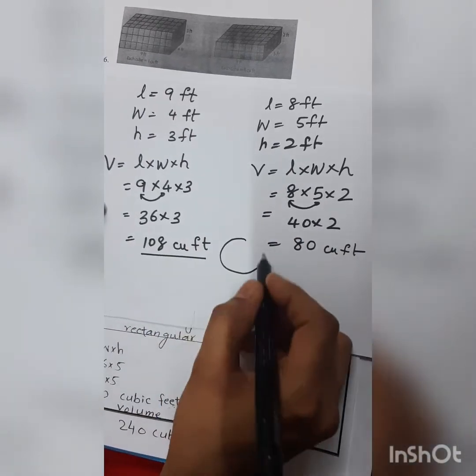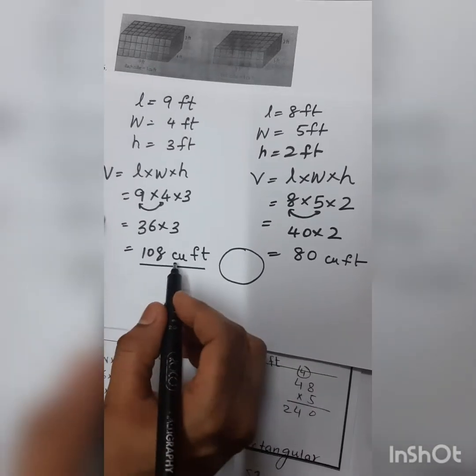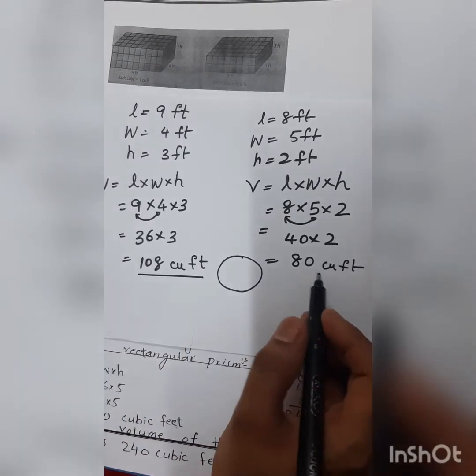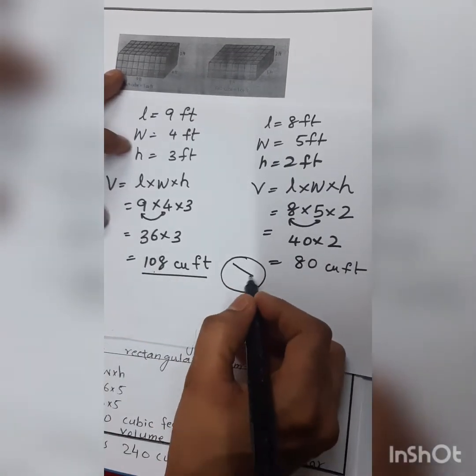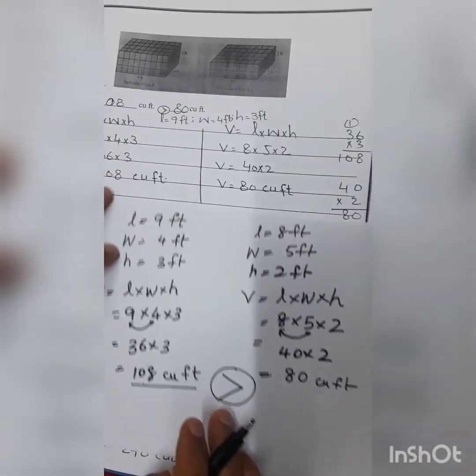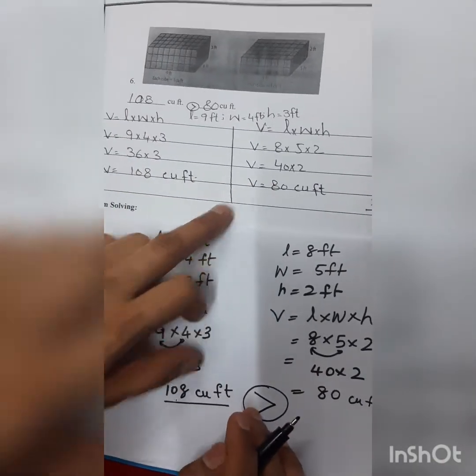Now you need to compare which figure has more volume, 108 cubic feet or 80 cubic feet. So this figure has more volume. You need to put it like this. This is a greater than sign. See, we have written it like this and we have solved the sum like this.